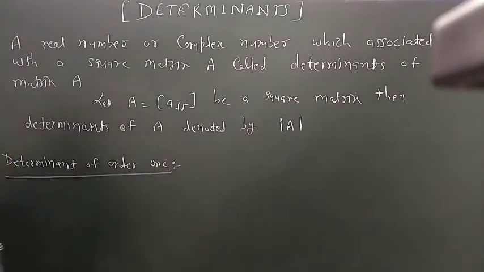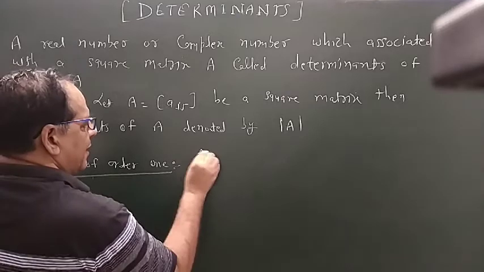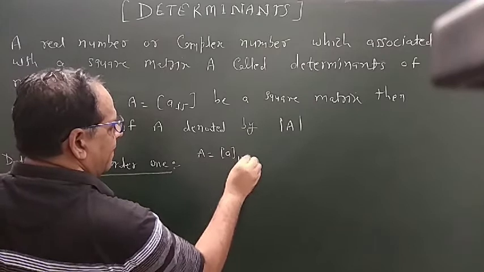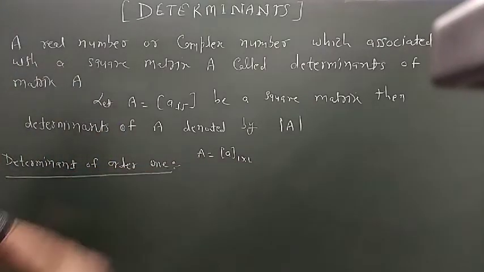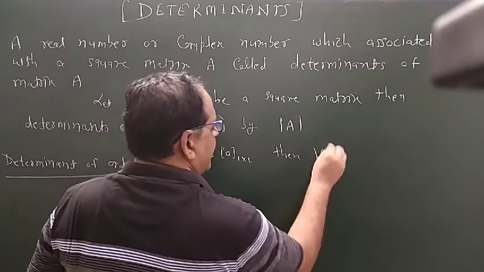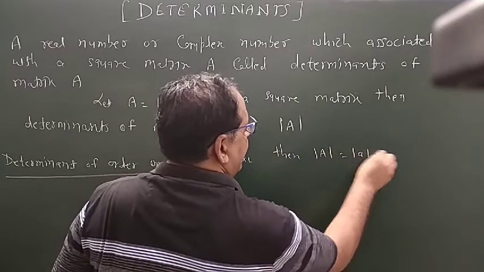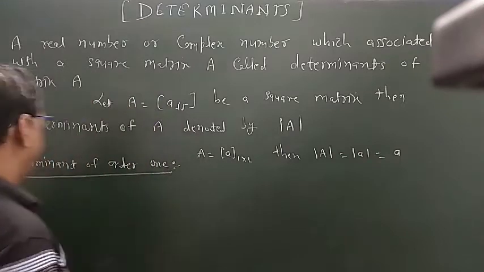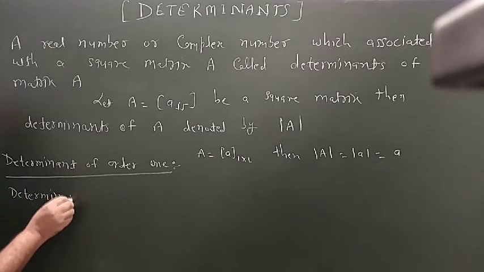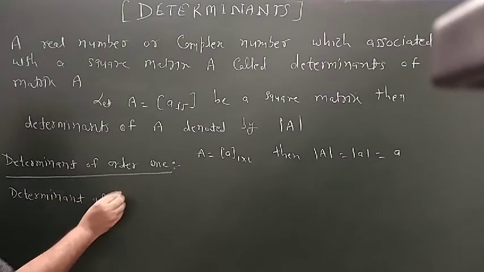What is the meaning of this? Suppose that A equal to [a] is a square matrix of order 1 by 1. Then the determinant of A is given by |A| equal to a. Similarly, now the determinant of order 2.